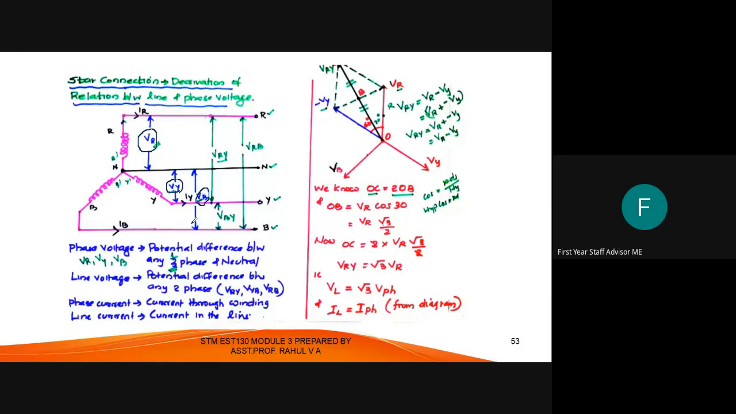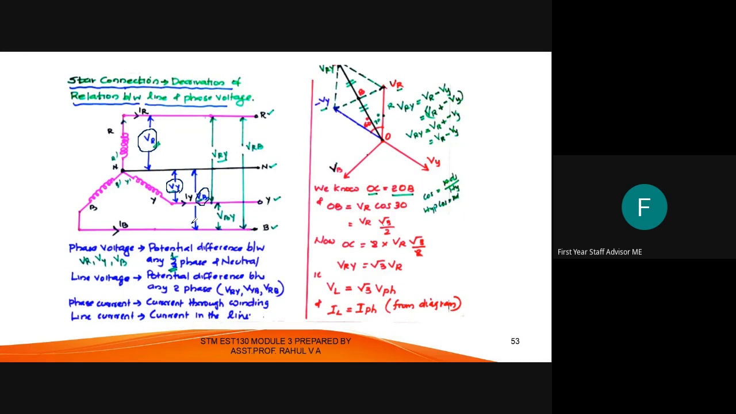And then what else should we remember? There are two types of voltage in a three-phase system. One is phase voltage and the second one is line voltage. Phase voltage is the voltage between one phase and neutral. So there are three phase voltages, VR, VY and VB. And line voltage is the voltage between two lines, for example VRY, VYB, VBR.